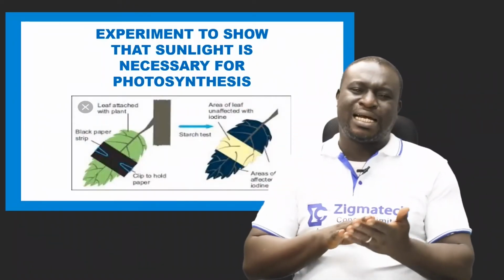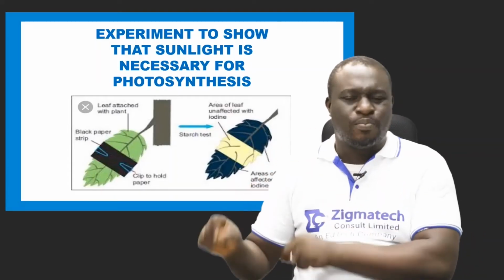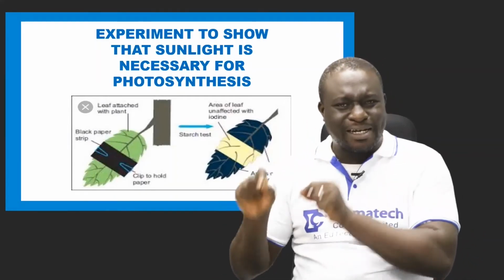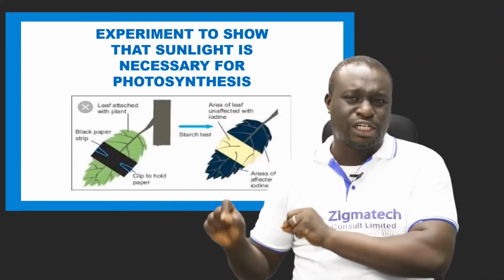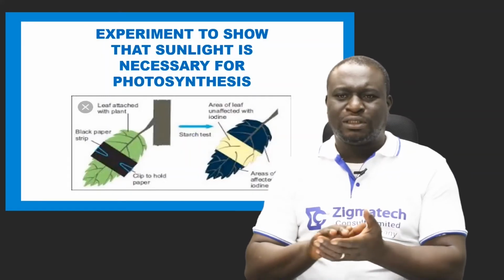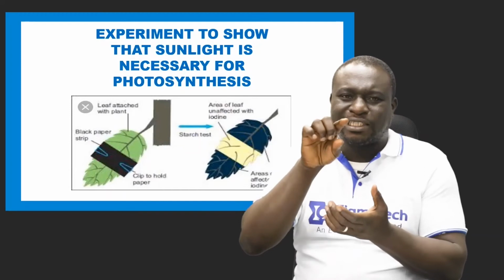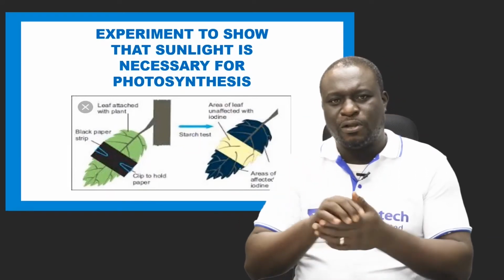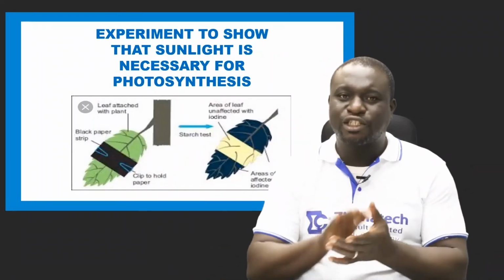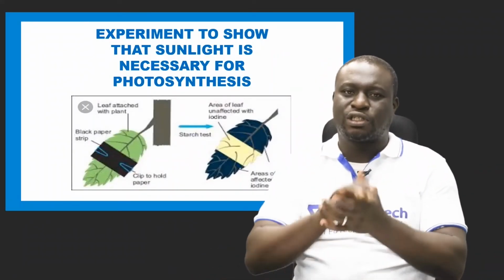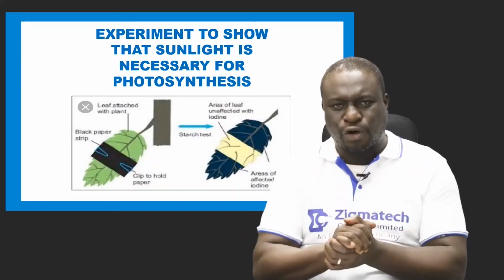with the black paper will stain blue-black when you add iodine solution. But the part that is covered with black paper will not stain blue-black. It will not be affected by the iodine solution. The reason is simple. That black paper strip prevented sunlight from getting into the chlorophyll for photolysis of water to take place. So photosynthesis could not take place because that particular part of the leaf has been deprived of sunlight.